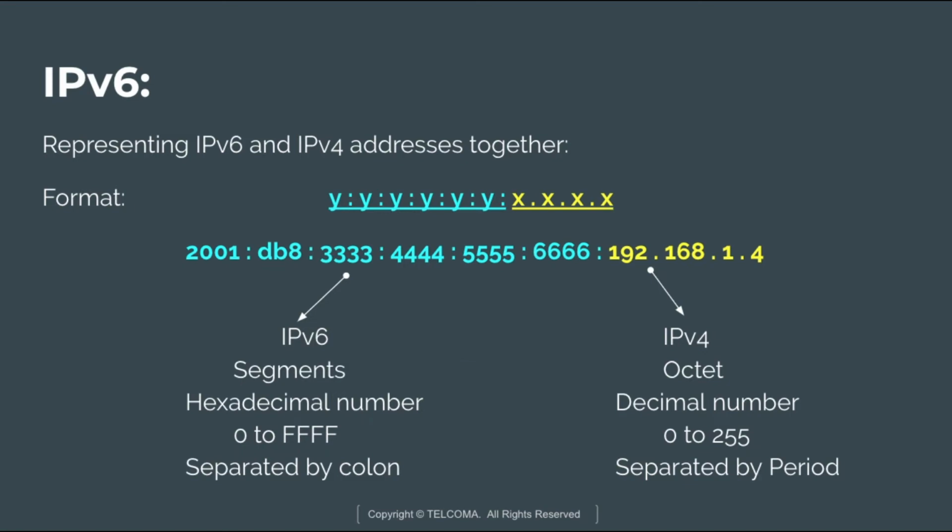192.168.1.4. Here the IPv6 segments are represented as hexadecimal numbers from 0 to FFFF, and IPv4 addresses are represented in octet format as decimal numbers ranging from 0 to 255. In IPv6 the segments are separated by the colon, and IPv4 addresses are separated by the period or dot sign.